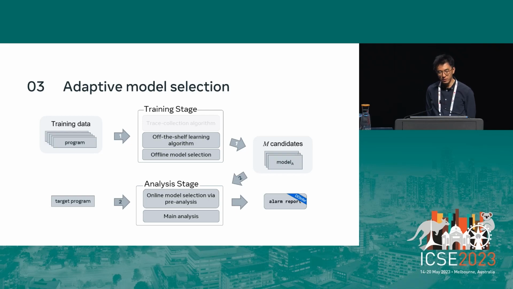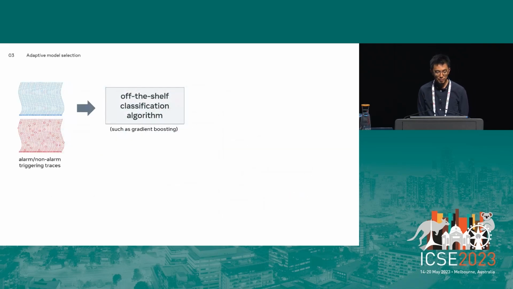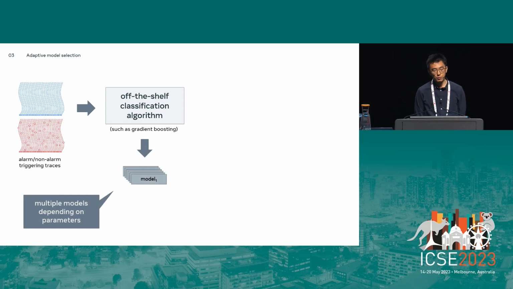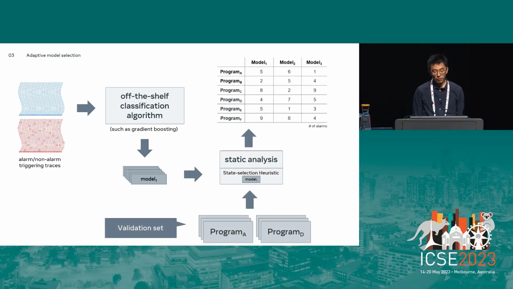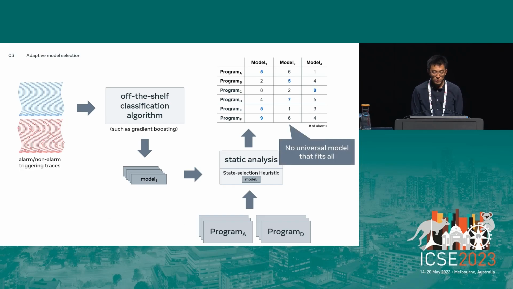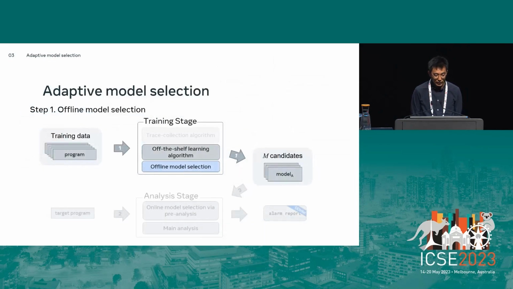Next is adaptive model selection. Now we have training data, and we use an off-the-shelf classification algorithm, such as gradient boosting, to produce multiple models depending on some parameters. Then we analyze validation set programs with those models and produce alarm tables: for each program, depending on the model, how many alarms have we found? As you can see, there is no universal model that fits all the programs. So we propose an adaptive model selection.